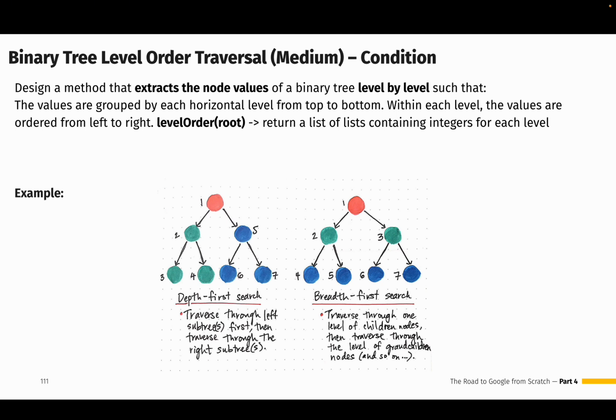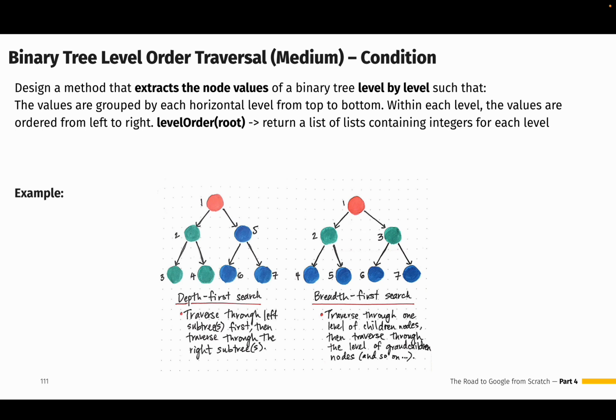And the condition says that we need to create a method that will extract the node values of a binary tree level by level, such that the values are grouped by each horizontal level from top to bottom. Within each level, the values are ordered from left to right. So we will need to create a method level order, where we will set an argument which will be the root of the tree which we want to traverse, and we need to return a list of lists containing integers of each level, so containing values for each level.